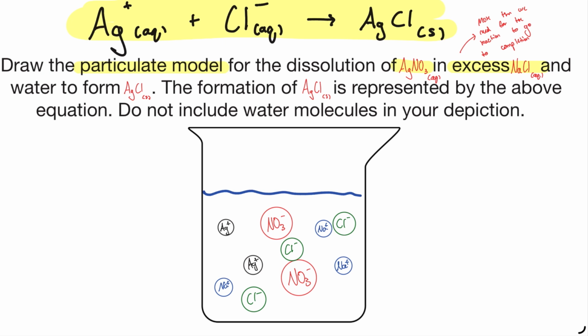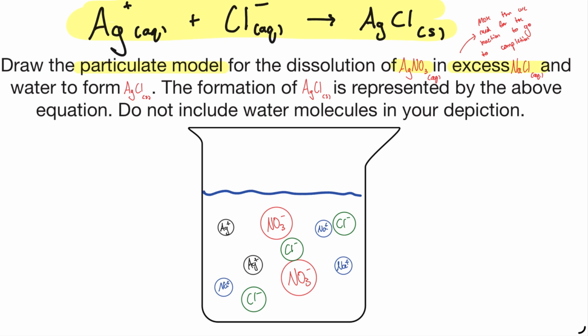And let's take a look at this. I have 2 silver ions and 2 nitrate ions. Okay, again, that's a 1-to-1 relationship. For every mole of AgNO3, I get 1 mole of silver ion and 1 mole of nitrate ions. And importantly, I have 3 ions for sodium and 3 ions for chlorine.